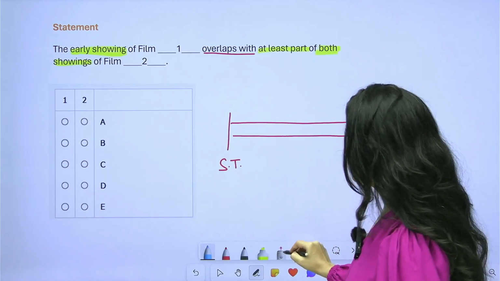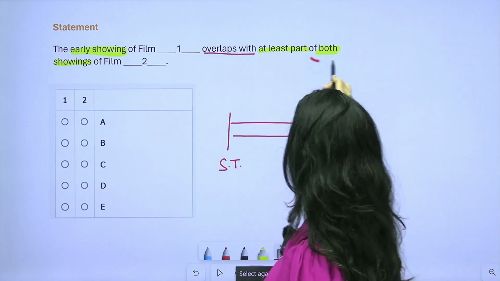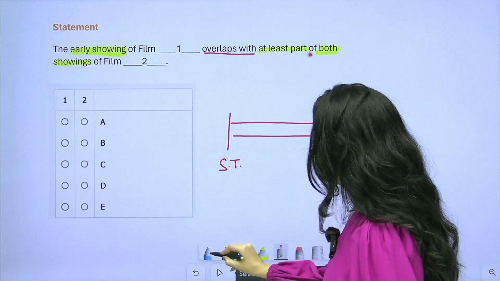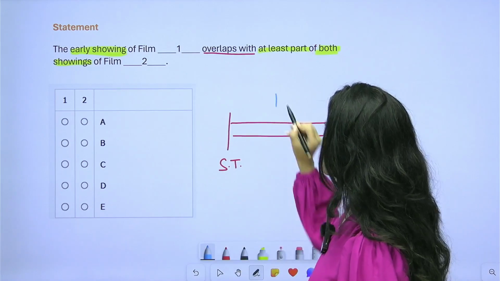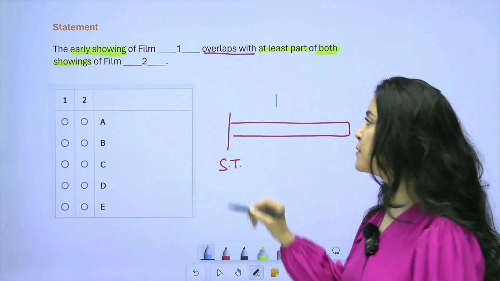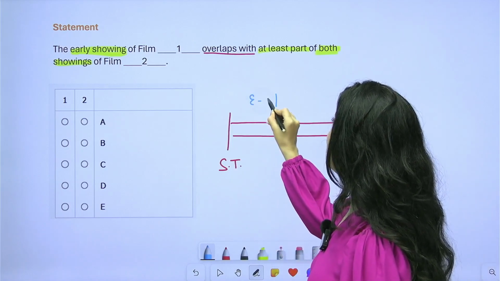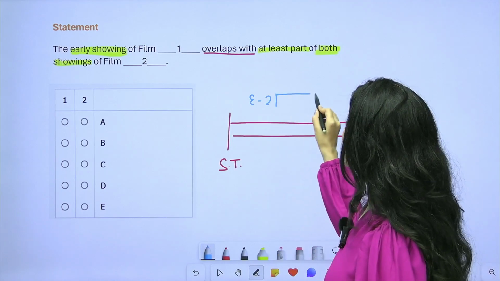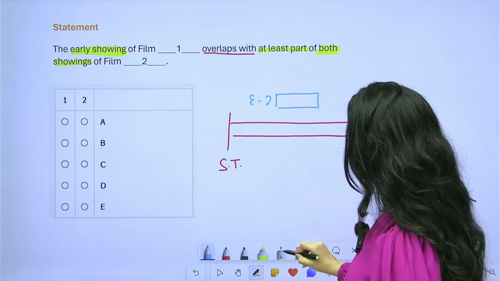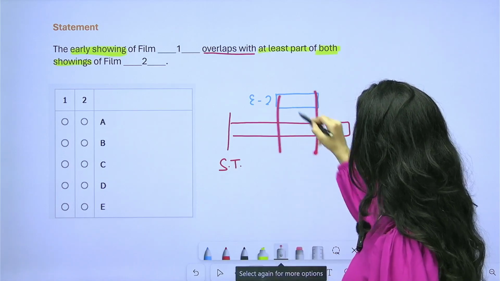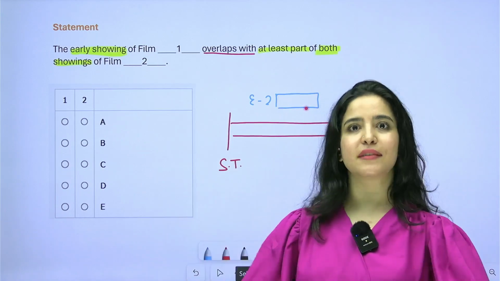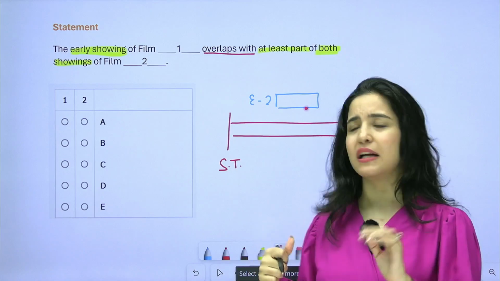So I want to see both showings of the second film. Suppose I talk about the early showing first. Suppose the early showing for the second film starts somewhere here, and I'm just going to call this early. It starts here and maybe ends here. Then there is definite overlap. In fact, the entire early showing of the second film is within the showing of the first film. So early overlap is there.